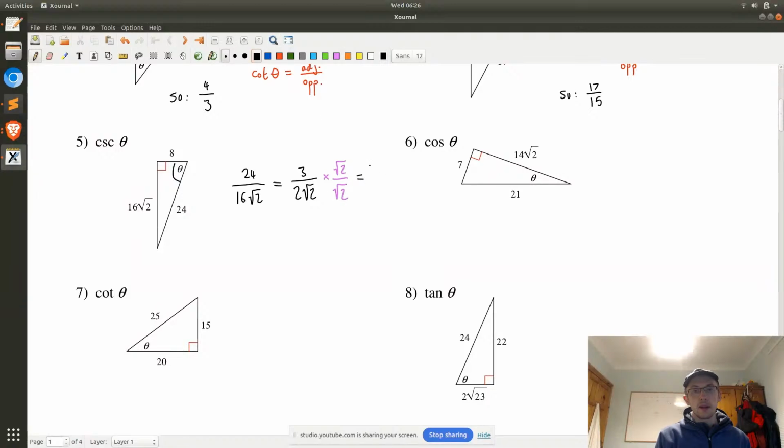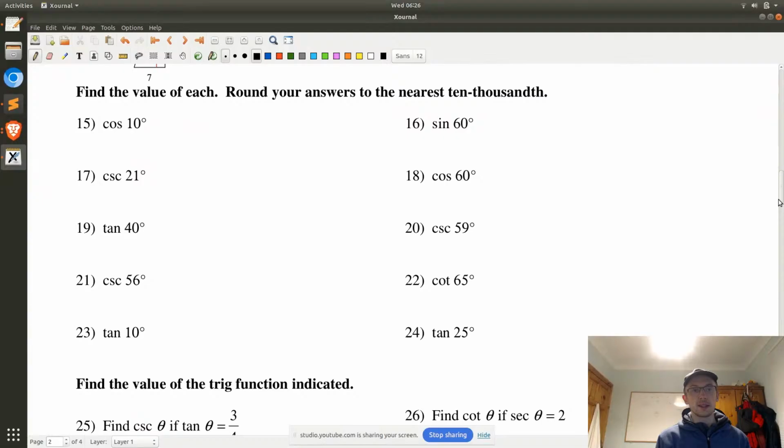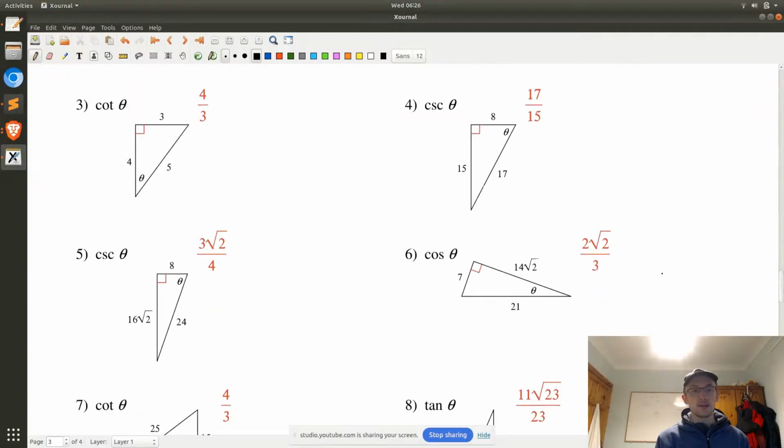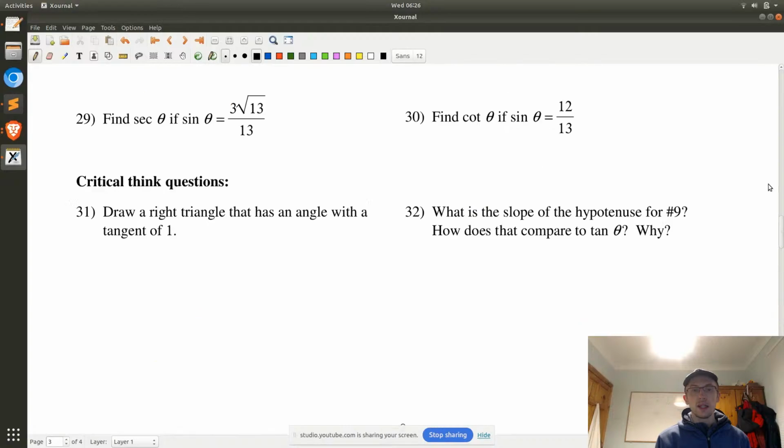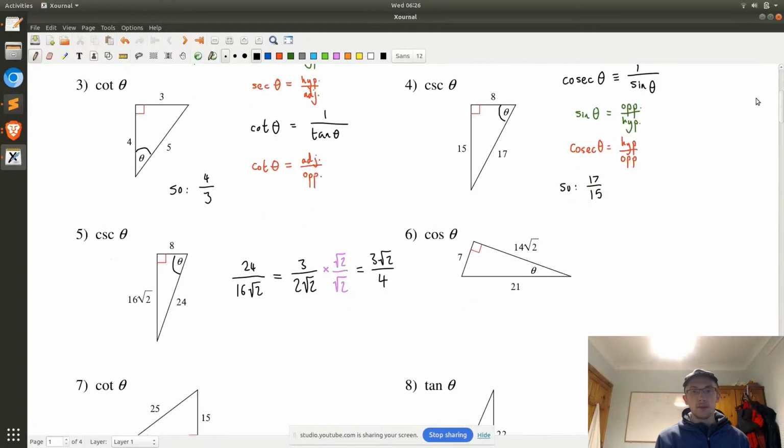That means that you will have 3 root 2 on the top, and then 2 root 2 times root 2. Well, root 2 times root 2 is 2, and 2 times 2 is 4. So 3 root 2 over 4. And I really do hope that they did that. And they did. Great. You see, it is sort of standard practice to do that. Okay, moving on ahead.